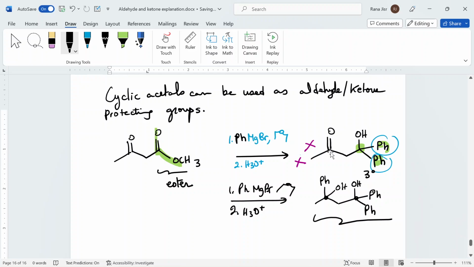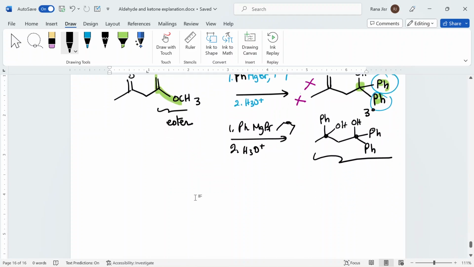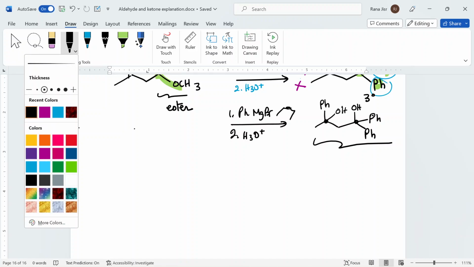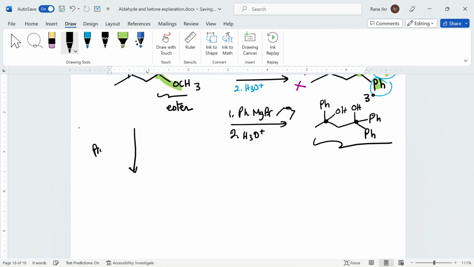So this is why cyclic acetals are very important, because I can protect the group that I don't want to react with the Grignard. And then at the end, I can get rid of that protecting group by simply adding water in the presence of an acid. So in order to achieve this reaction, we are going to protect the ketone. So let's go ahead and protect the ketone.